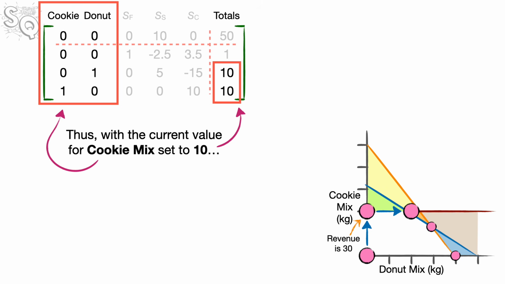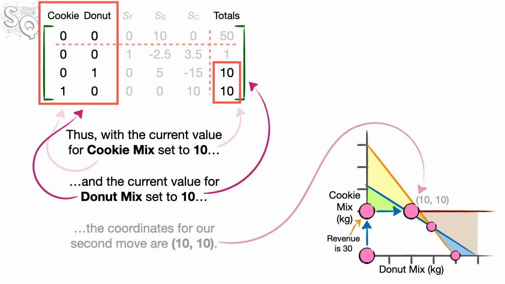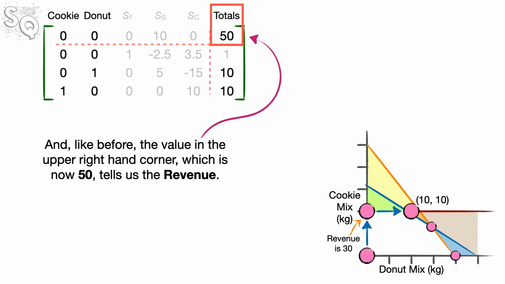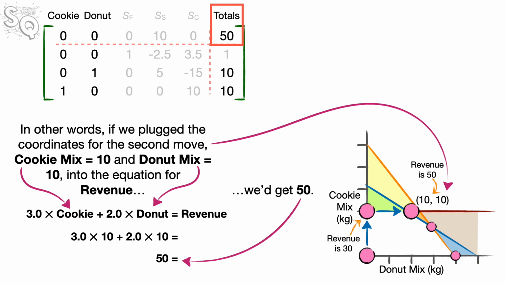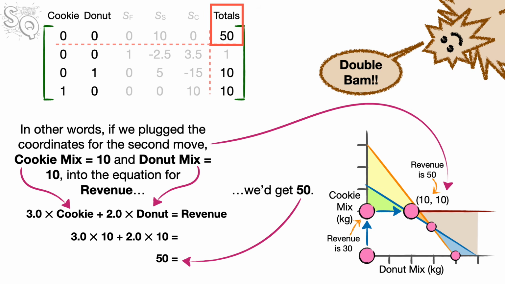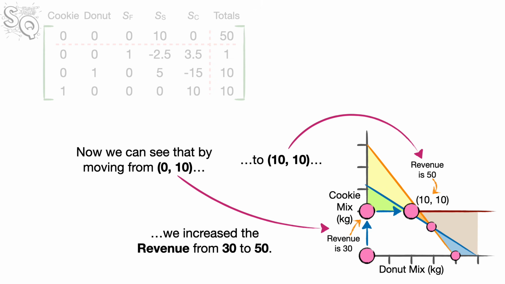Thus, with the current value for cookie mix set to 10 and the current value for donut mix set to 10, the coordinates for a second move are 10, 10. And, like before, the value in the upper right-hand corner, which is now 50, tells us the revenue. In other words, if we plug the coordinates for the second move, cookie mix equals 10 and donut mix equals 10, into the equation for revenue, we'd get 50. Double bam!